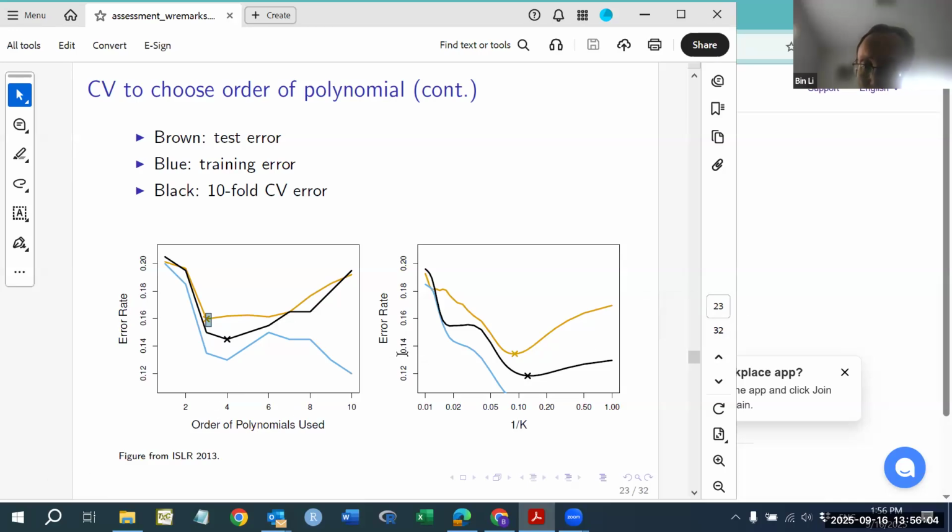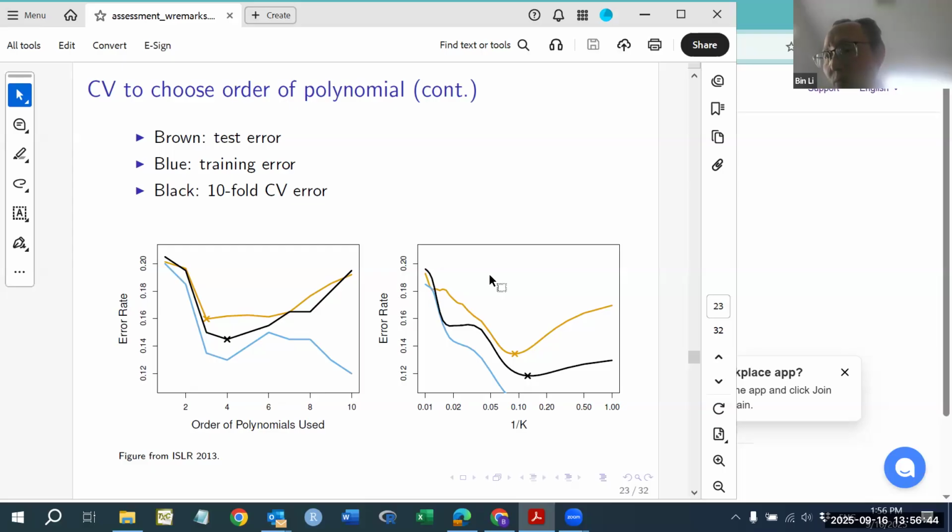And this is based on not the polynomial boundary, but the k-nearest neighbor. The horizontal axis shows 1 over k. You can see that based on the tenfold, this one minimizes the cross-validation error. But based on the test set, this one, so very close. That also shows you the effectiveness of using cross-validation on classification examples.